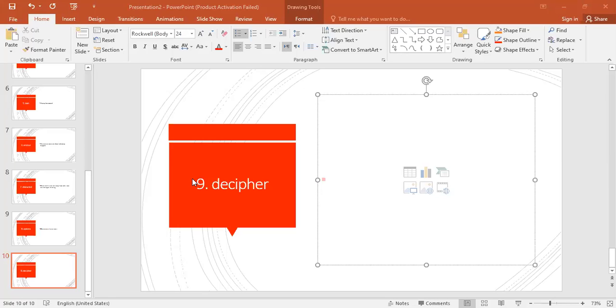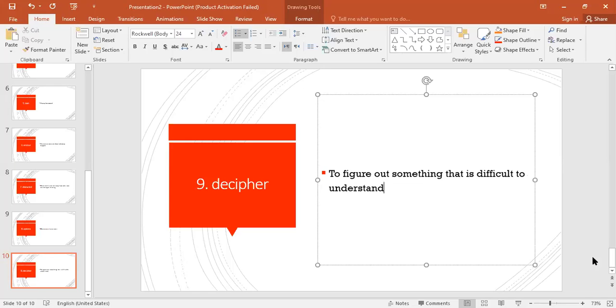Okay, Reem, what does decipher mean? To understand. To understand? Yeah, but it's usually when something is difficult. Okay, something is difficult to understand, and we figure out how to understand it. Is this the definition that you have in your book, Reem? To figure out the meaning of something hard to read or understand. Yeah, to figure out something that is difficult to understand.